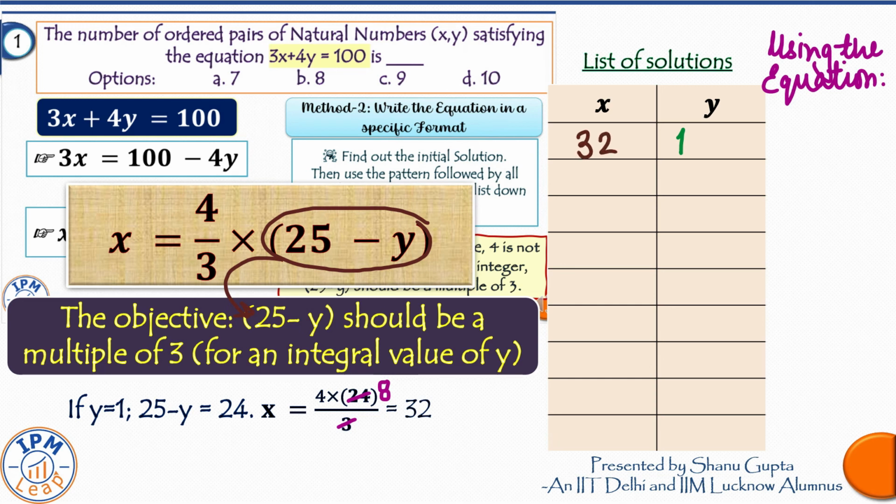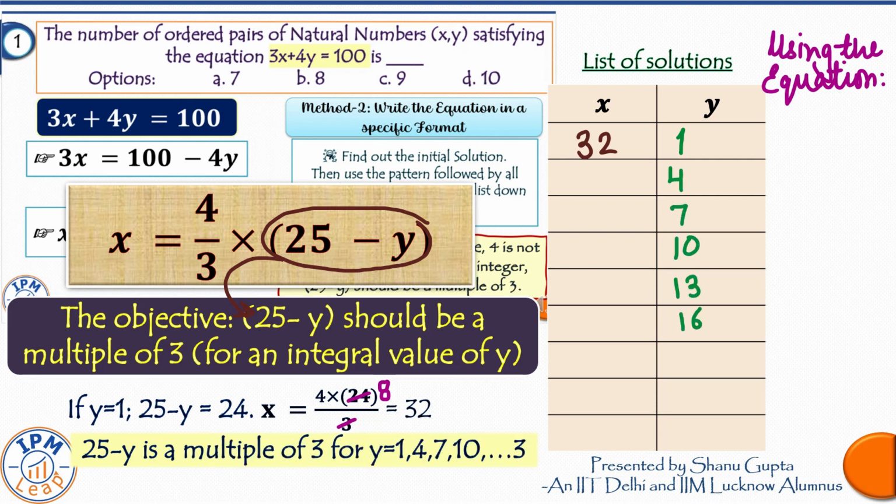Also, it's easy to see from this equation that this term 25 minus y will be a multiple of 3, which means it will be divisible by 3 if and only if we take y is equal to 4 or y is equal to 7 or y is equal to 10 or y is equal to 13 and so on till y is equal to 25. Beyond this, x becomes negative.